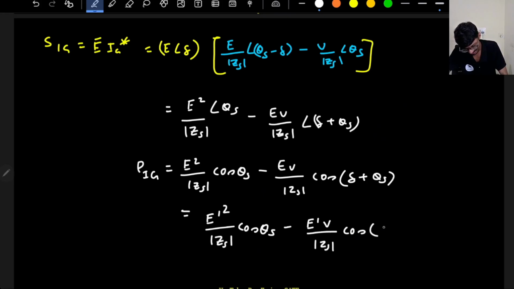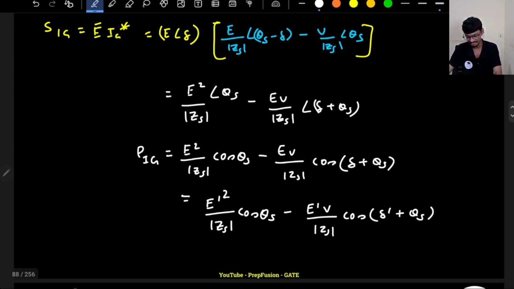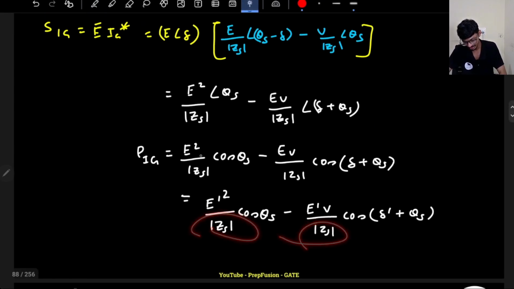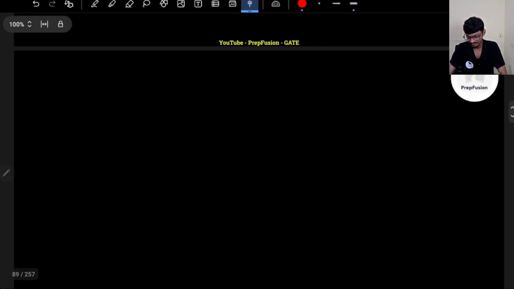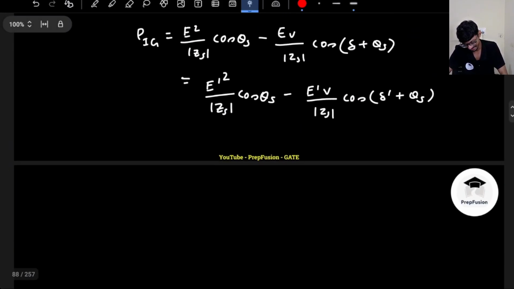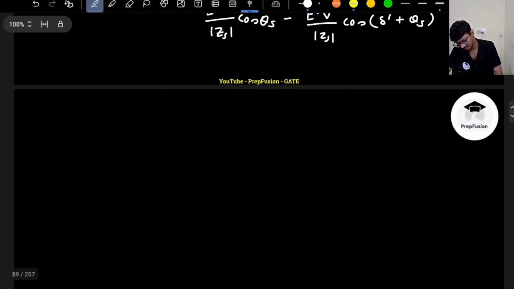Okay, now things will not simply get cancelled. This is difficult. Things will not simply get cancelled, but still Zs will get cancelled, that is for certain. V also will not get cancelled. That is sad. So we have to solve it the hard way. First of all I have to find out the magnitude of E. That is the most important portion.